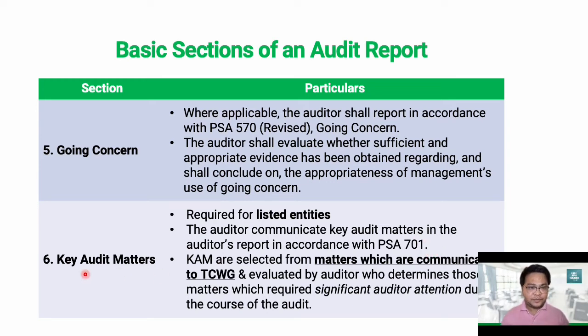Now, the information that we put in the key audit matters section of the auditor's report came from the matters that we have communicated with those charged with governance of the entity and evaluated by us, the auditor, who determined that these matters required significant audit attention during the course of our audit. So usually, what are the matters that we report in the CAM or key audit matter section of our audit report? So these are number 1.